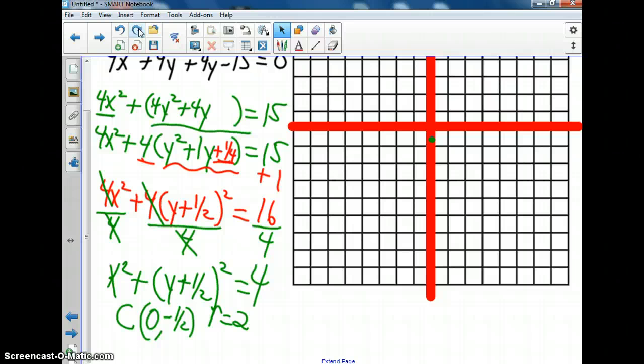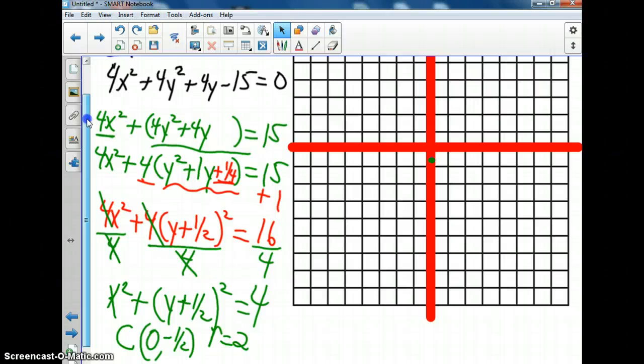Okay, now we're going to draw the circle. So the center's at 0, negative a half, right? There it is. And then we're going to go up 2, down 2, right 2, left 2, right? And draw the circle. You got the graph.